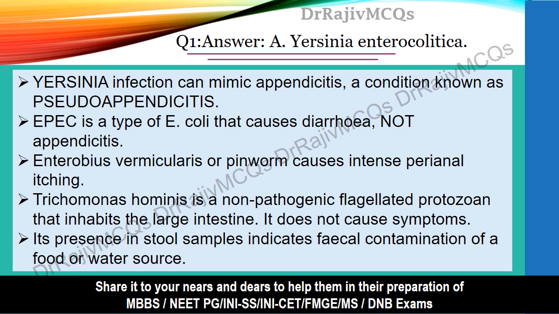Enteropathogenic Escherichia coli (EPEC) is a type of E. coli that causes diarrhea in infants and young children, not appendicitis-like illness. Enterobius vermicularis or pinworm causes intense itching around the anus, especially at night. Trichomonas hominis is a non-pathogenic flagellated protozoan that inhabits the large intestine. It typically does not cause symptoms. However, its presence in the stool samples indicates fecal contamination of a food or water source and potential exposure to other pathogens.